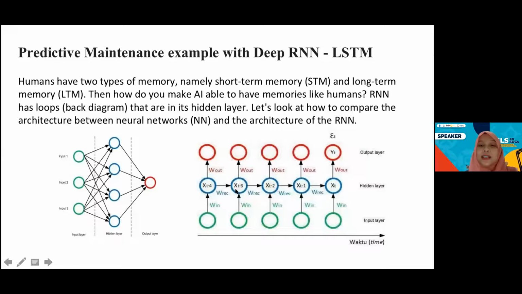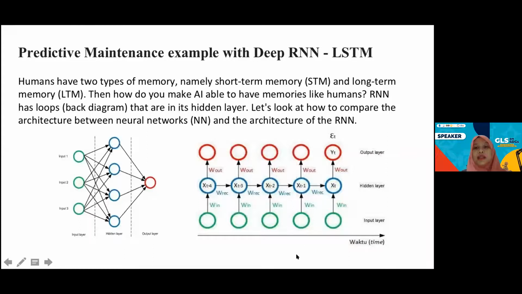They are connected with weights, and we compute the weights. W is weight, W is weight. We have the input weight and the output weight, but we also compute the weight between the hidden layers. So this is the difference between neural networks and recurrent neural networks. For time series prediction, we can use a recurrent neural network because it gives better results.